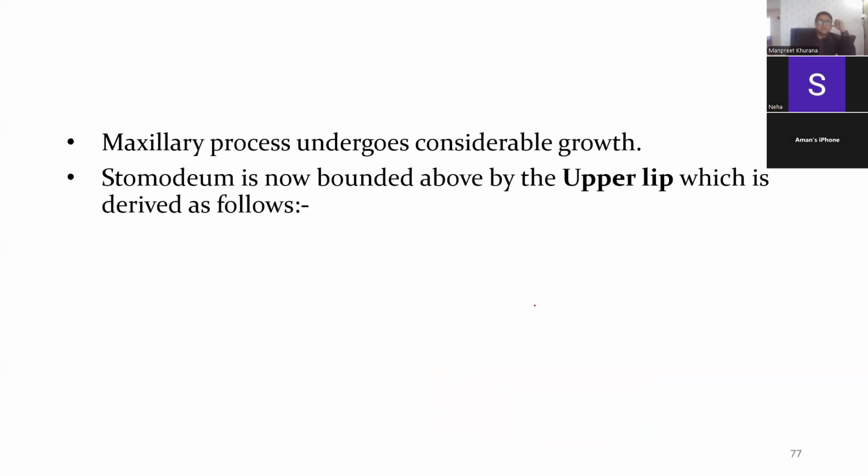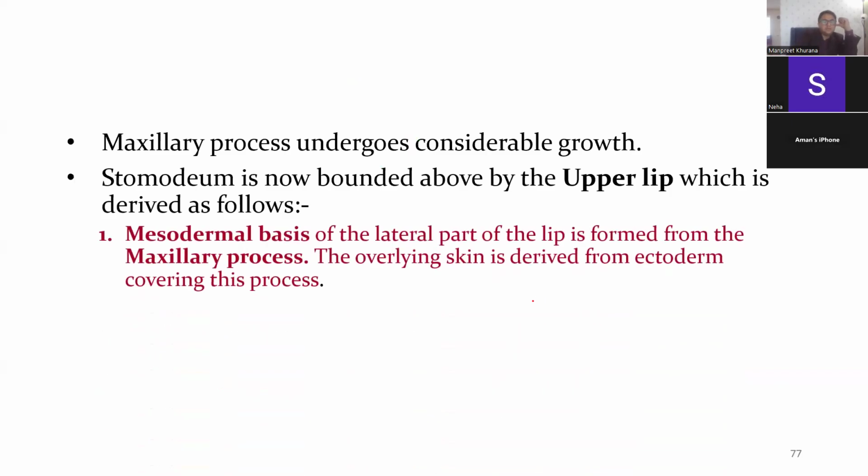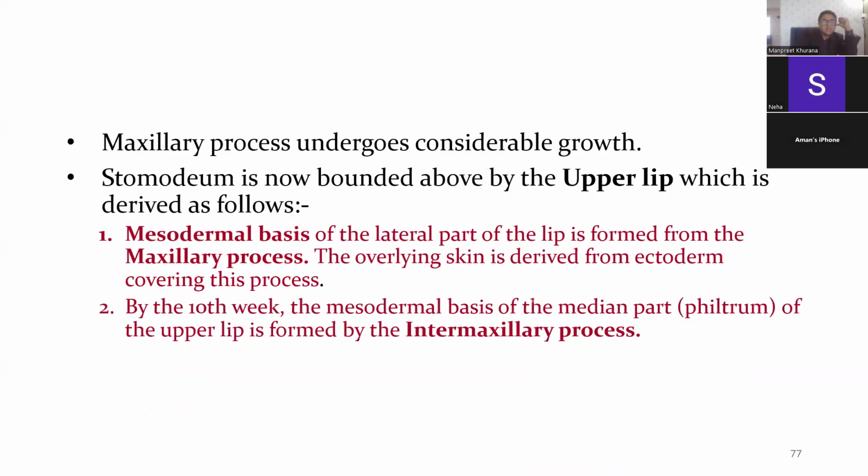Maxillary processes undergo considerable growth. The stomatodeum is now bounded by the upper lip, which is derived as follows. The mesodermal basis of the lateral part of the lip is formed from the maxillary process. The overlying skin, obviously, is derived from ectoderm. So the outer skin is an ectodermal derivative.